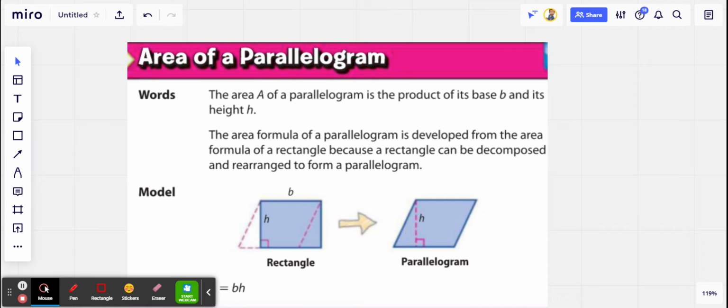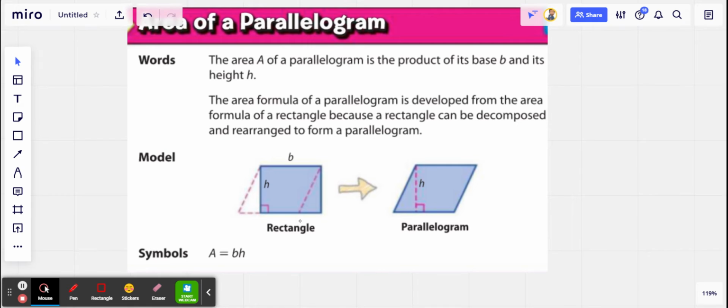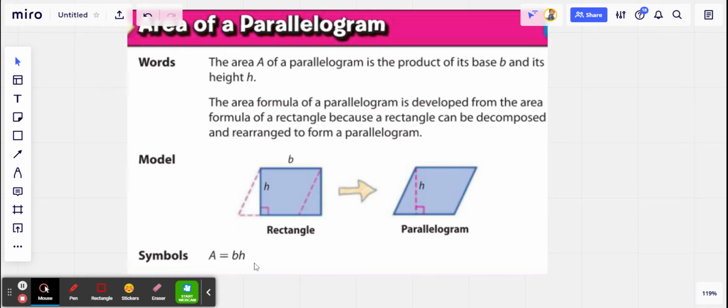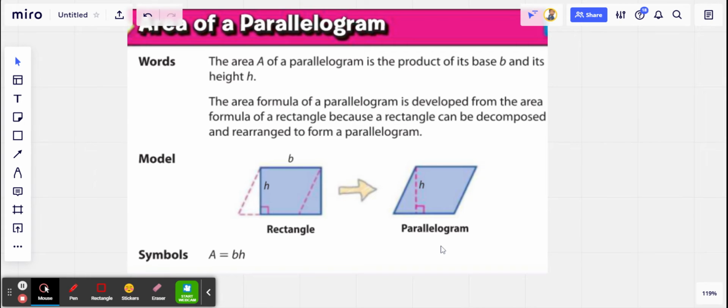Okay, so the cool thing about the area of a parallelogram, this is a hard word for me, is it's the same formula as the rectangle. Find the area of a rectangle or square. So area equals base times height. So that's how we'd find the area of a parallelogram. Okay, so this is the model.